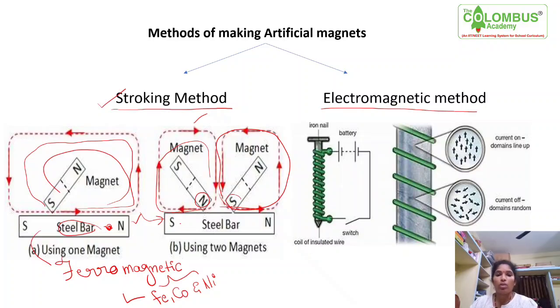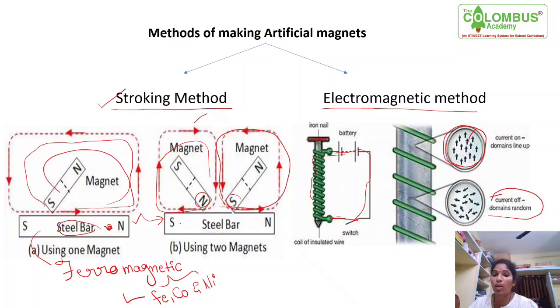Electromagnet. So what are electromagnets? Electromagnet means take an iron nail or any ferromagnetic material, and wind a wire around it. This is called wire winding, and connect this wire to the battery. If I pass the electric current, what happens is whatever domains are there will line up and they will induce a magnetic property. If the current is off, the domains will be random.